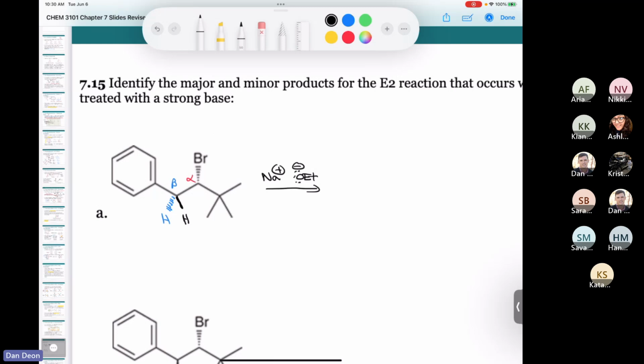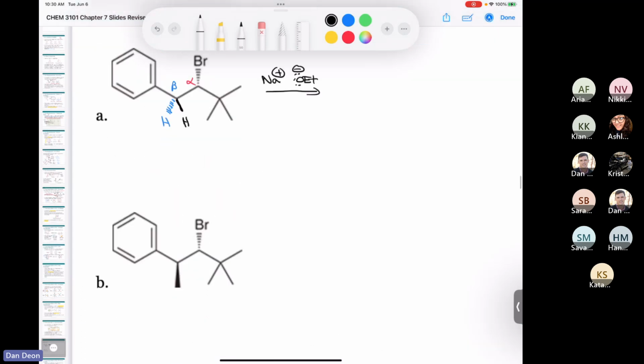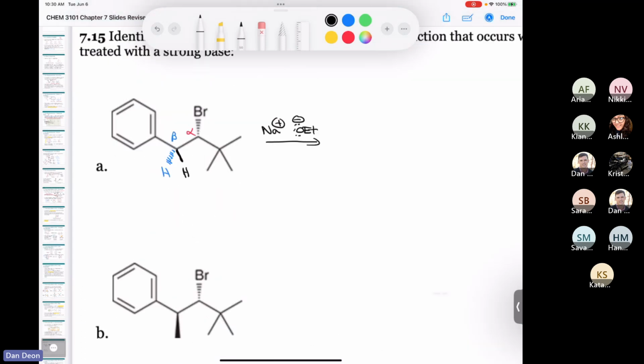Could anybody answer this? If I have two beta protons, exactly. All right, that makes me very happy. Thanks, Kiana. Thanks, Katana. So this reaction is going to be stereoselective.